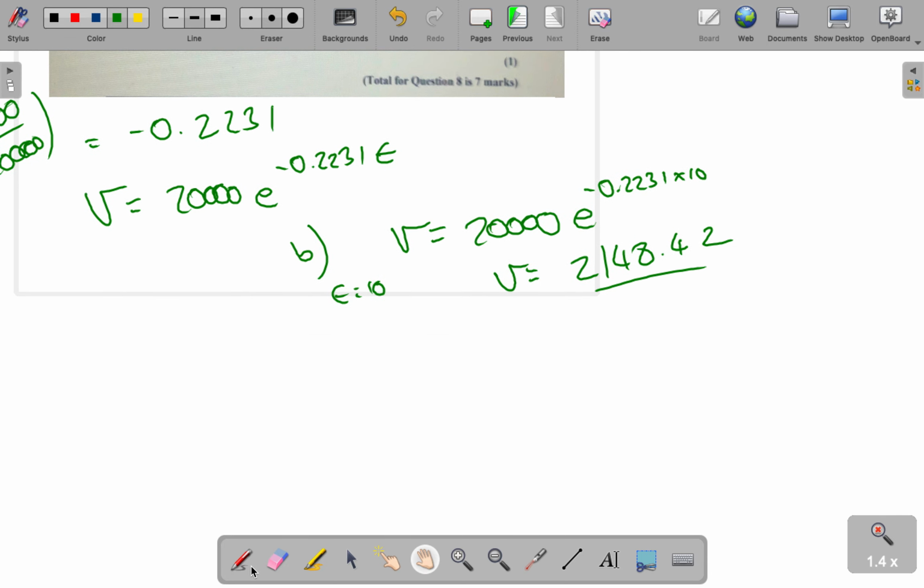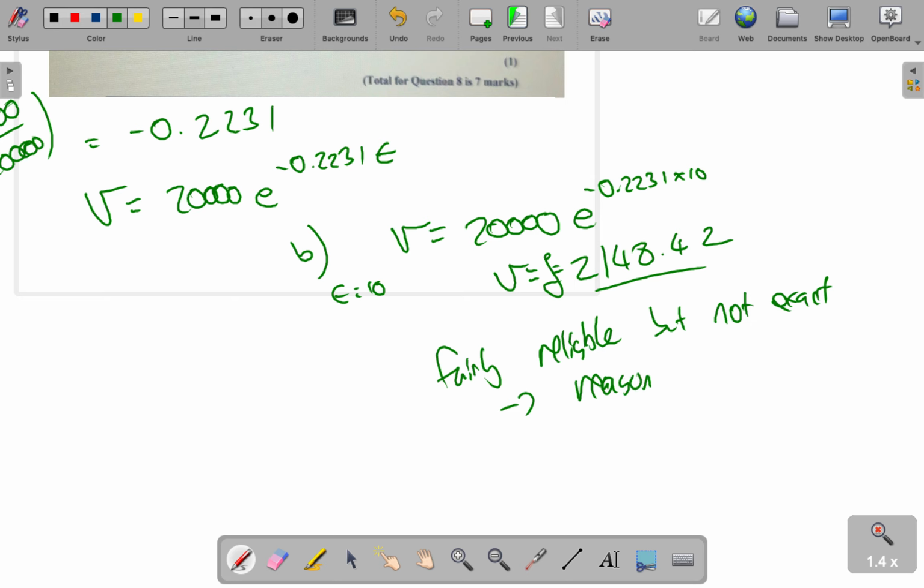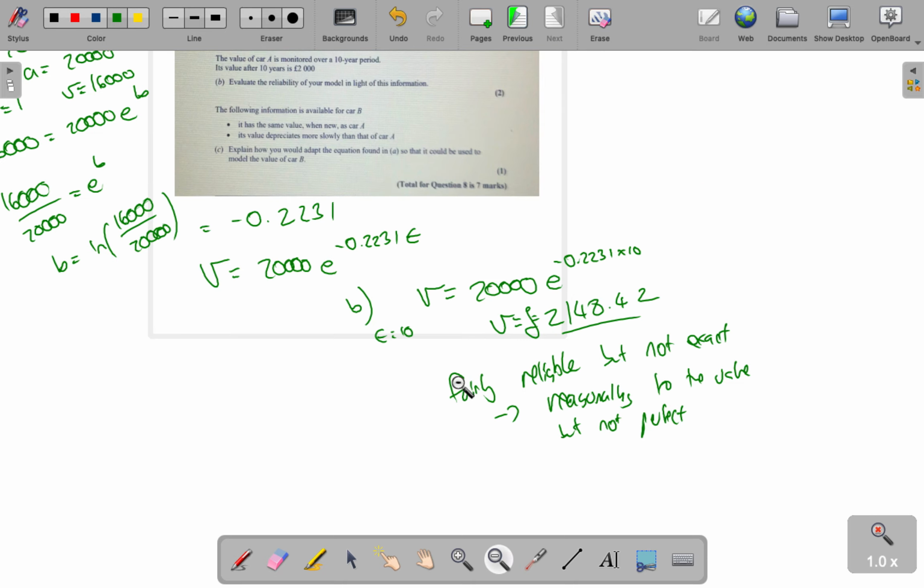The reliability in this model is fairly reliable because it's reasonably close. 2,148 and 2,000 is close, but not exact. So just a comment along the lines of reasonably close to the value, but not perfect. I mean, it's not way out. It's in the same sort of significant figures in terms of the same powers. So 2,000, it's only 148 away, so it's not too bad a model. But essentially, in this case, we find that it's a reasonable model.